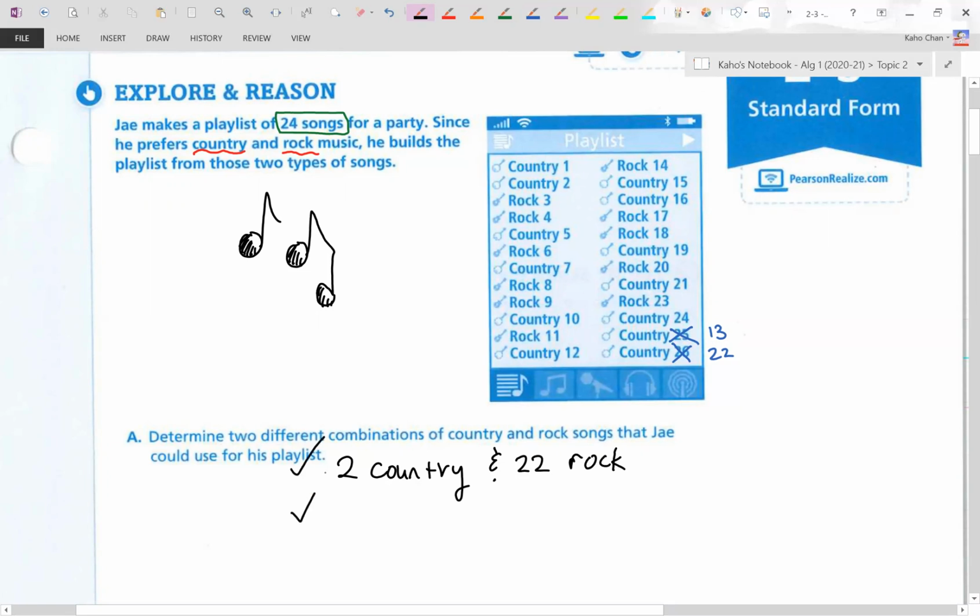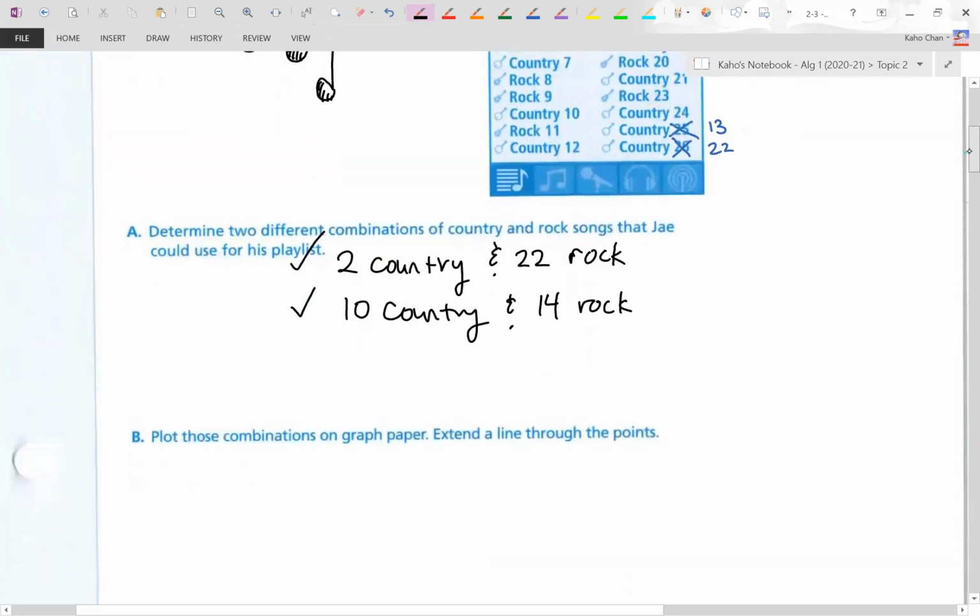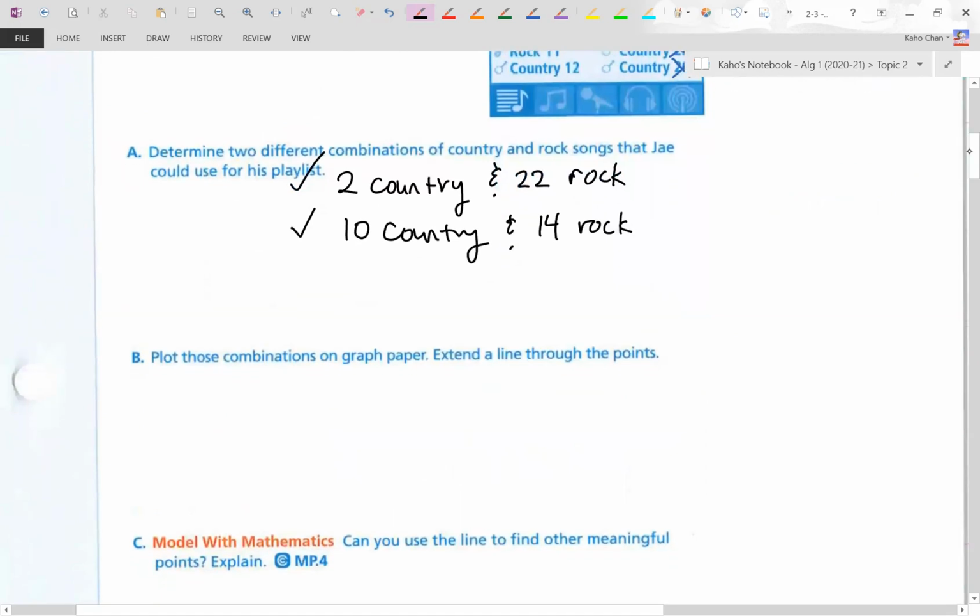Another possibility, maybe somebody wants to have more country. Let's pick 10 country songs. And if you take 24, subtract 10, that leaves us with 14 rock songs. So you can go on and on. Think of all the possibilities here, okay? All right. Next question. Plot those combinations on graph paper. Extend the line through the points. Fair enough.